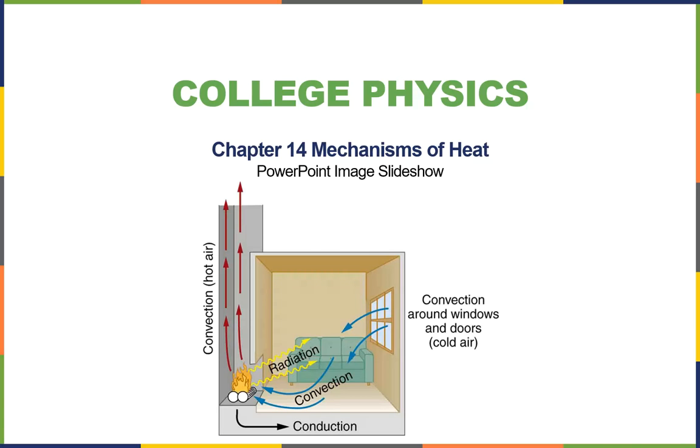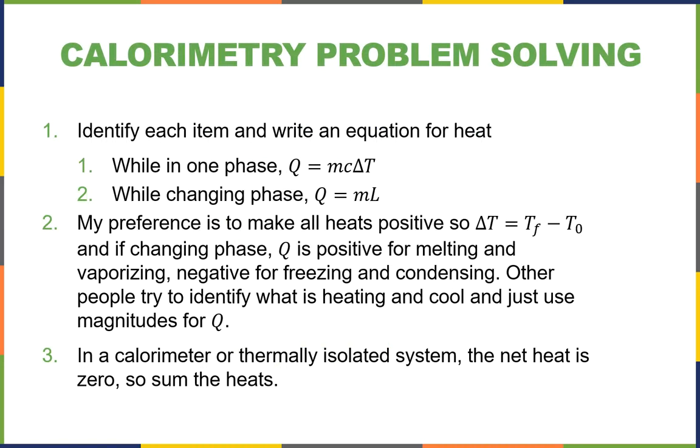Okay, that's weird. I had that problem before and then it started working later, at the end of the class period. So, calorimetry problems. Here are the steps to doing calorimetry problems. Identify each item and write the equation for heat. And then I have the equations for heat written there. And then I have my preference of how to do that. But if you're doing a calorimetry problem, it needs to start with it's insulated, thermally isolated, so you don't have heat flowing in or out. So the net heat is 0. And then you add up the heats and solve for whatever is unknown.